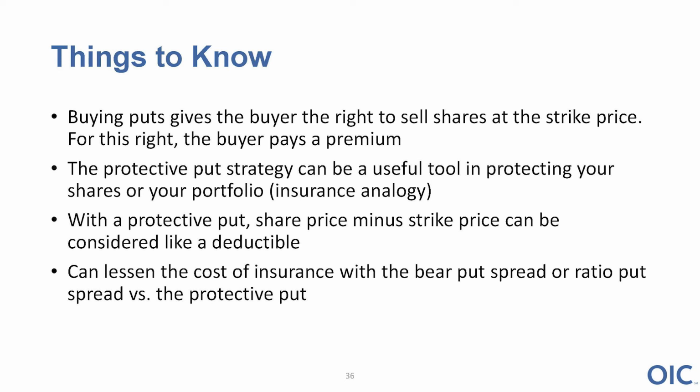So the cost of that insurance can also be lowered by using what we just examined, the bear put spread or a ratio put spread, versus the protective put outright. Due to that natural skew in the options, those puts are generally going to be more expensive than the corresponding out-of-the-money calls. So now we can put on spreads and ratio spreads to help us offset that cost.